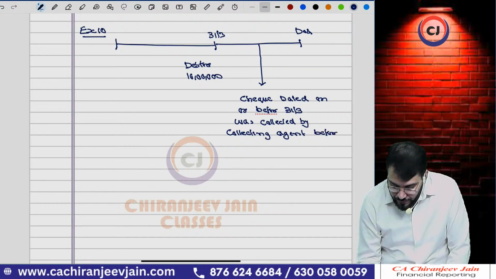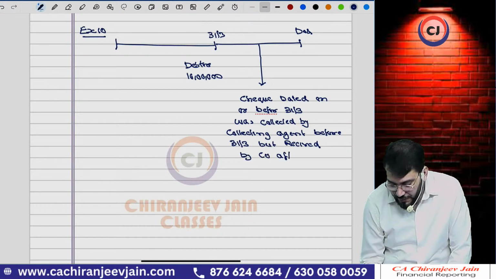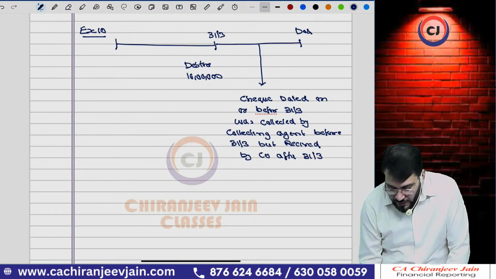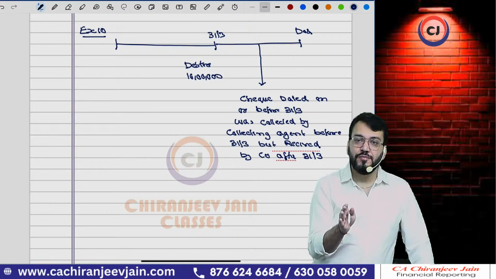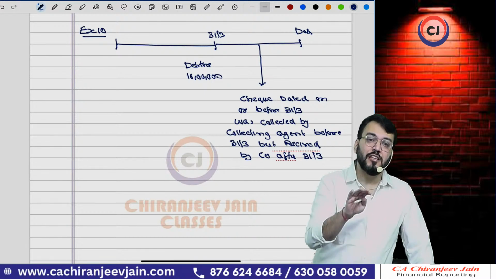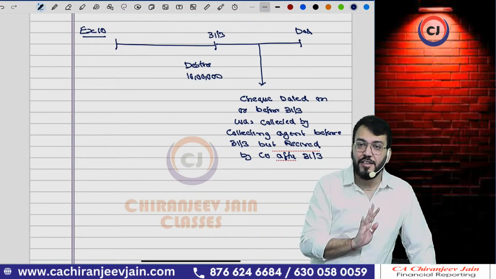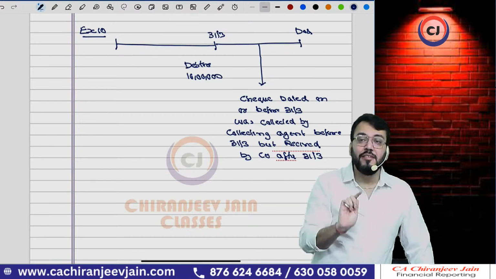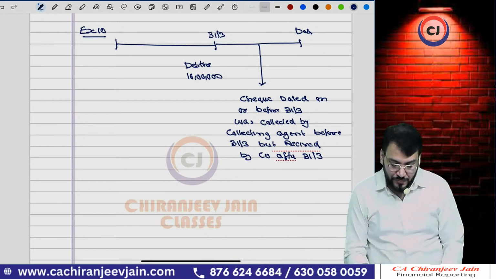Before what? 31st March. But received by the company after what? 31st March. Have you understood the question? Here the check dated 31st March or before was collected by the collecting agent. It can be the authorized bank of this particular entity, but it has been received by the entity after 31st March. Batao.